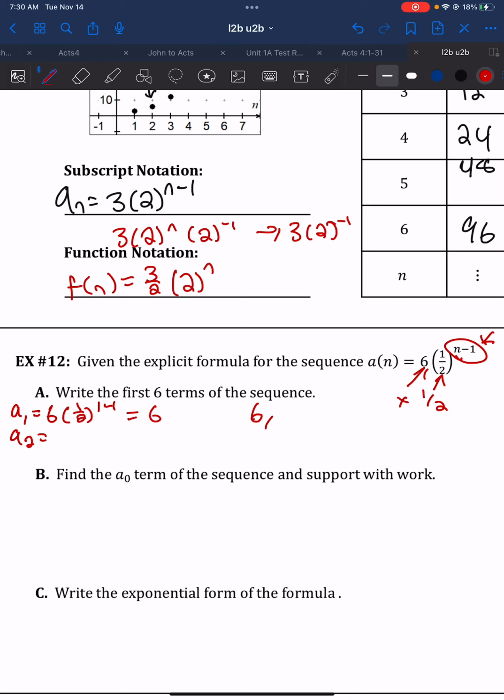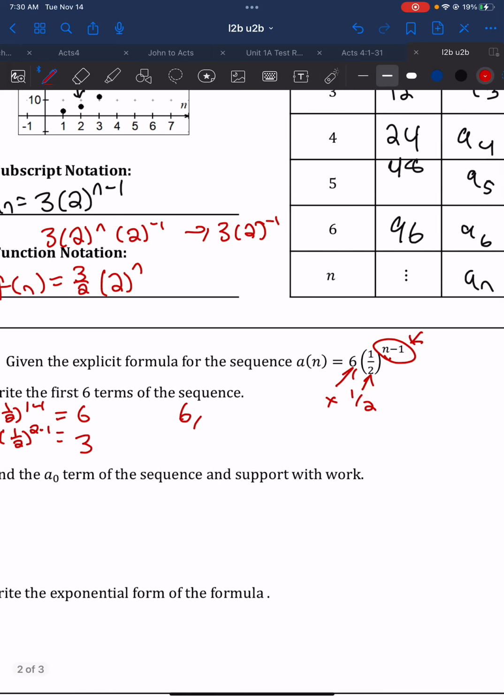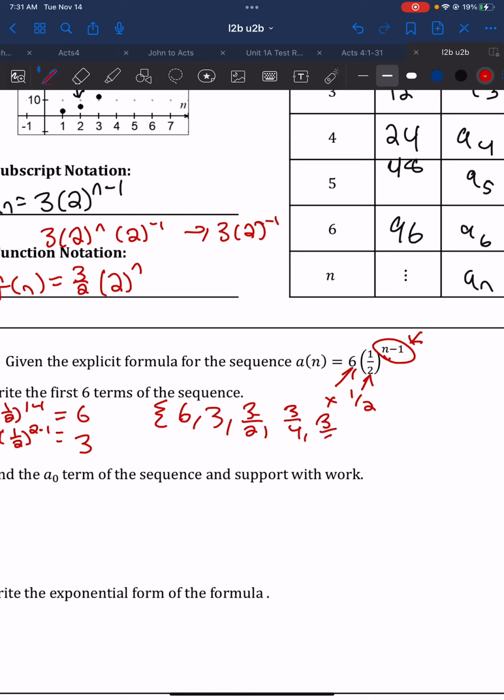I don't have to go A2 is 6 times 1/2 to the 2 minus 1, and type it in my calculator, 1/2 to the 2 minus 1, that's 3, so half of 6 is 3. I can just multiply by 1/2 if I understand that the ratio is doing that. I'm totally okay if you just want to list your work out like that. So 6, 3 times 1/2 again, 3/2 times 1/2 again, all the way down.